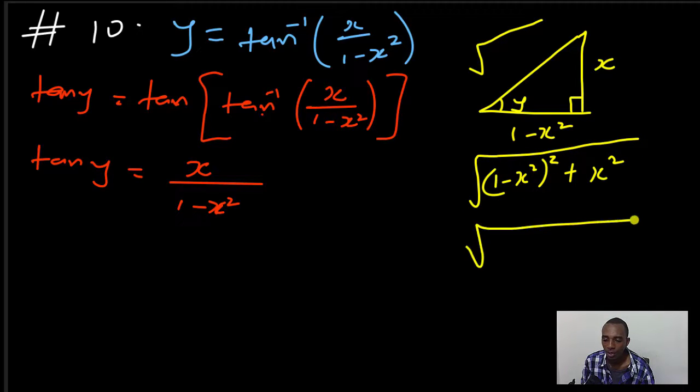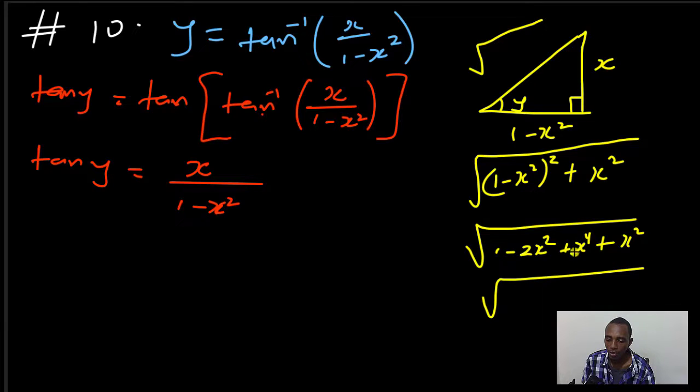If you expand this, of course, you've got 1 minus 2x squared plus x to the power 4 plus x squared, so I collect like terms here, that's 1 minus x squared plus x to the power 4. So that's what we have here, 1 minus x squared plus x to the power 4.